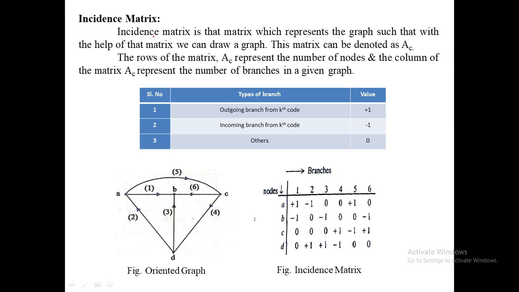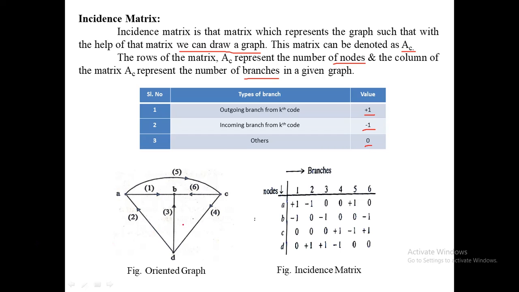Next topic is the incidence matrix. The incidence matrix is the matrix which represents the graph, such that with the help of that matrix we can draw the graph. This matrix is denoted as A suffix C. The rows of the matrix A_C represent the nodes and the columns represent the branches. The conditions of this incidence matrix are these 3 points. First, an outgoing branch from the kth node is represented as +1. An incoming branch is represented as -1. Others are represented as 0.